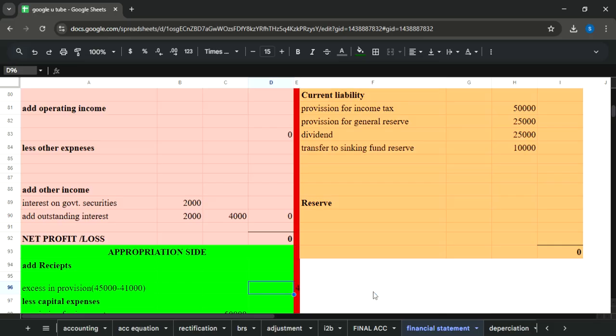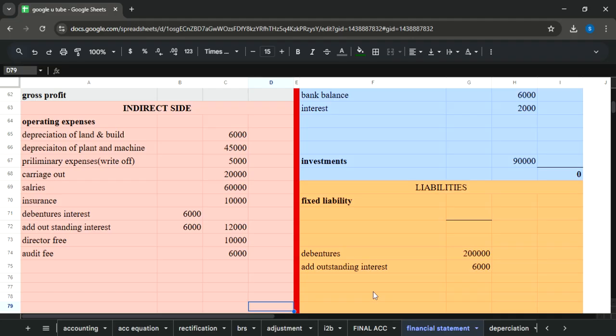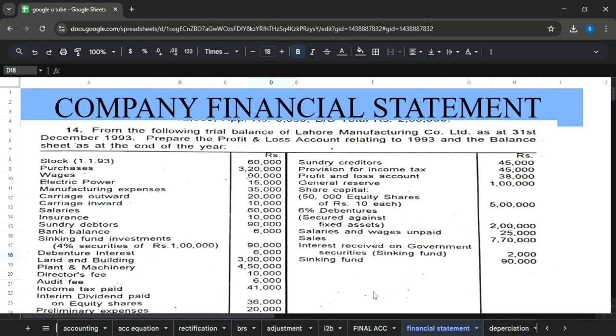Once again, I am letting you know that the total provision amount was 45,000, 41,000 used, only 4,000 left, and that is your excess in provision. Now we have calculated income tax, and this provision is also provision for income tax, 45,000 also solved. After income tax we have interim dividend.